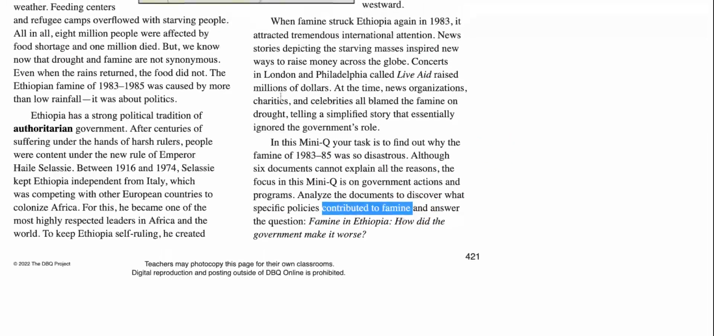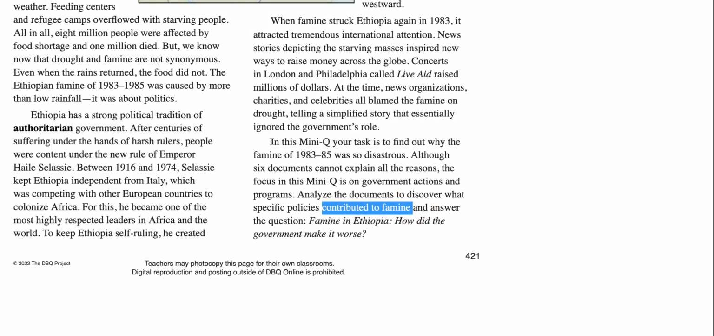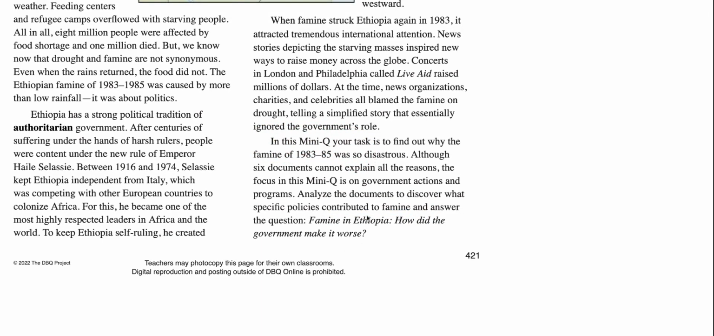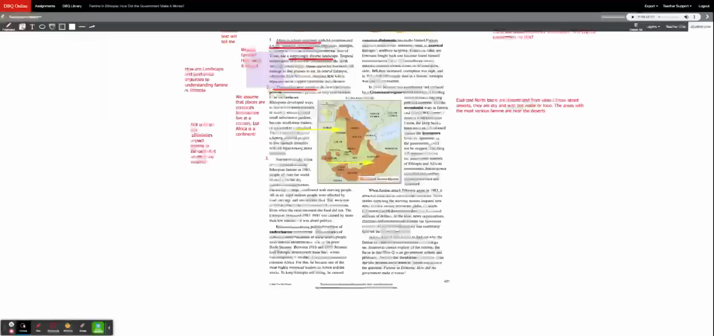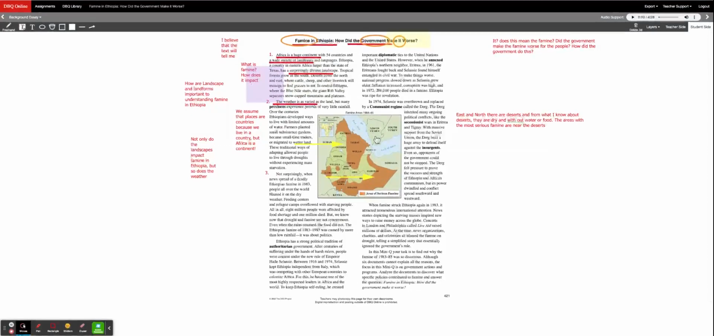So, again, release students to work independently, but be sure to come back to this last paragraph, because it often informs how you will label those buckets for more analysis of the DBQ.